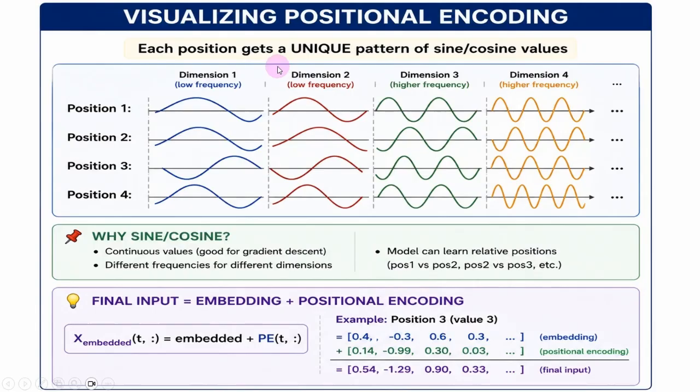Let me visualize what these positional encodings look like. Each position gets a distinct wave pattern, different frequencies across the 8 dimensions. The sine and cosine functions ensure that nearby positions have similar encodings, which helps the model learn relative positions. The final input to the encoder is simply embedding plus positional encoding. For position 3 with value 3, we add the embedding vector for the number 3 to the positional encoding vector for position 3. This combined vector is what flows through the rest of the network.